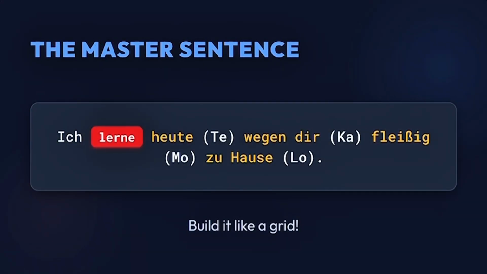The master sentence. Now we will have an example of how to construct a sentence using our TeKaMoLo secret. For example, we have a sentence: Ich lerne heute wegen dir fleißig zu Hause. Build it like a grid. When we want to say such a long sentence, we have to make sure that we put a verb after the subject. Ich. So, ich lerne, a conjugated verb, lernen, to learn, heute, time, wegen dir, because of what, fleißig, how, zu Hause, where, location.